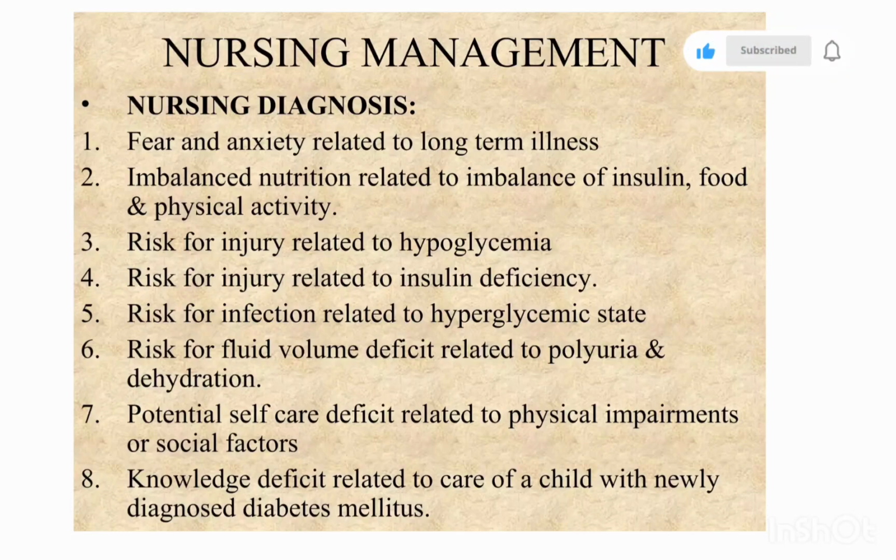Fifth is risk for infection related to hyperglycemic state. Sixth is risk for fluid volume deficit related to polyuria and dehydration. Seventh is potential self-care deficit related to physical impairment or social factors. The last one is knowledge deficit related to care of a child with newly diagnosed diabetes mellitus.